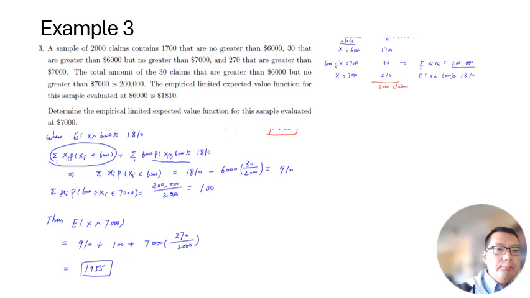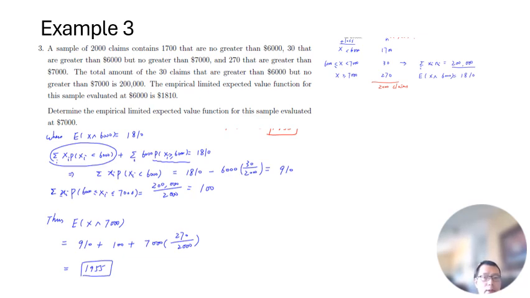Now let's look at this example. A sample of 2000 claims contains 1700 that are no greater than 6000, 30 that are greater than 6000 but no greater than 7000, and 270 that are greater than 7000. The total amount of the 30 claims that are greater than 6000 but no greater than 7000 is 200,000. The empirical limited expected value function for this sample evaluated at 6000 is 1810. Determine the empirical limited expected value function for this sample evaluated at 7000.